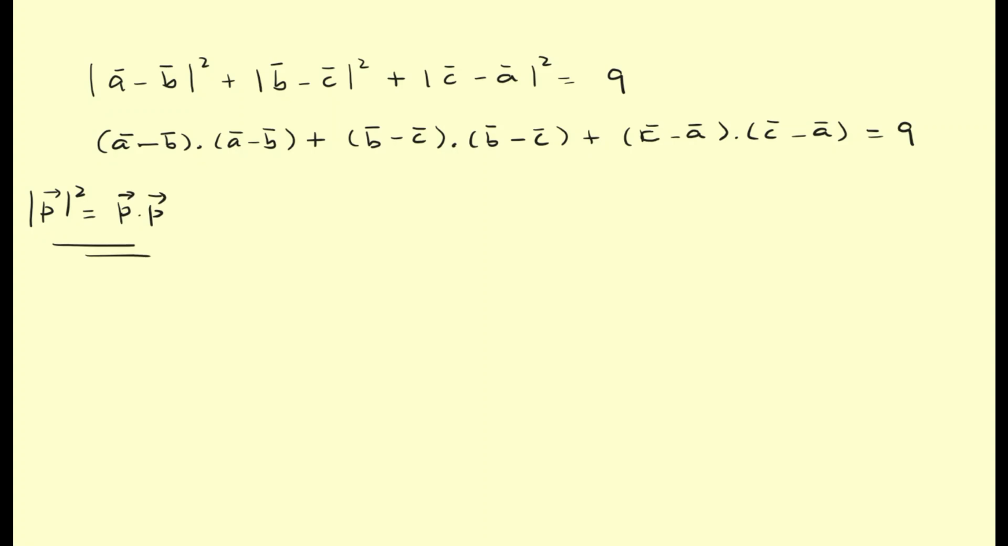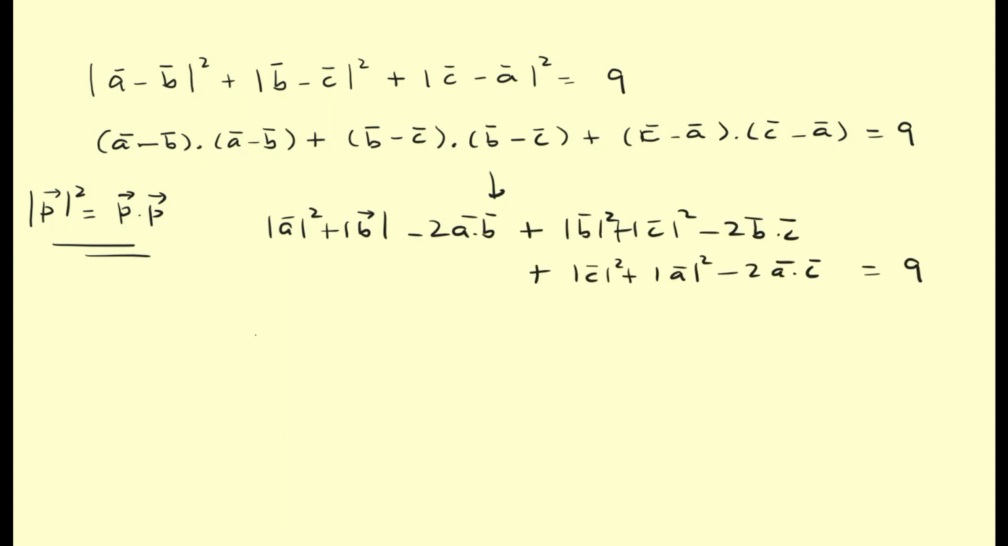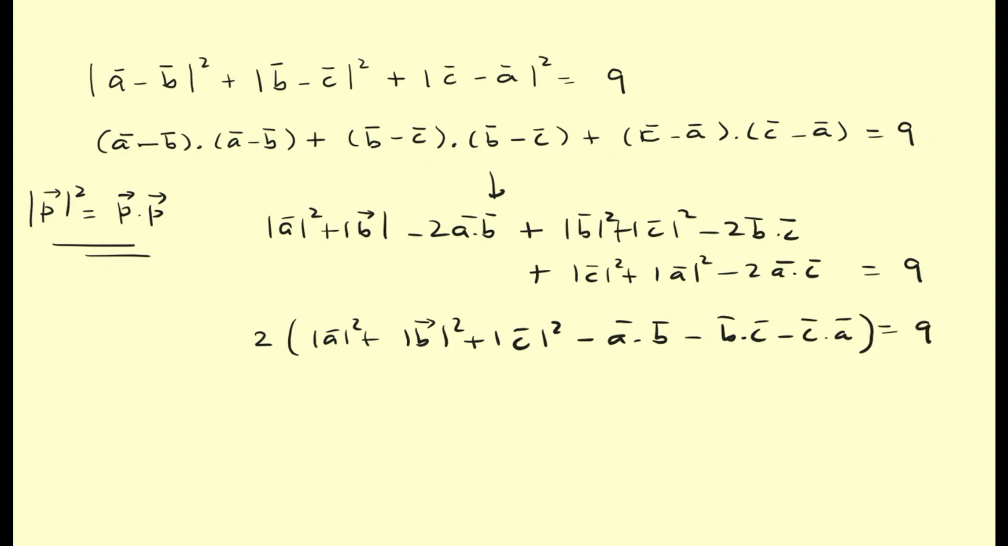Now furthermore, when you simplify, this will get you a dot a, which is mod a squared, and similarly mod b squared, and minus 2 times a dot b, and similarly for the other terms. And finally, this simplifies as 2 times (mod a squared plus mod b squared plus mod c squared minus a dot b minus b dot c minus c dot a) equal to 9.